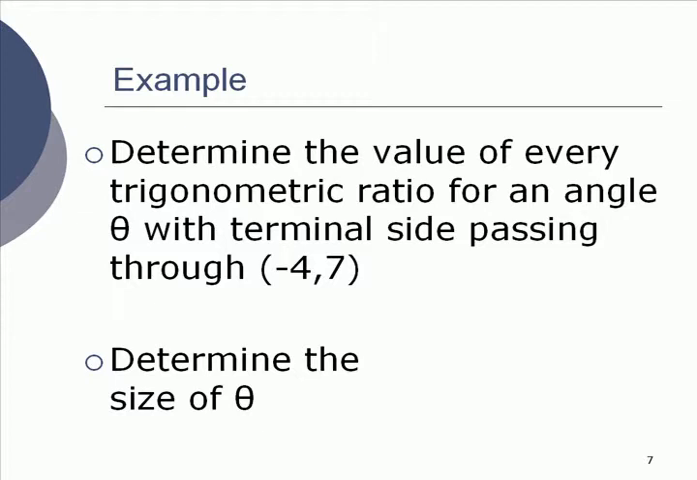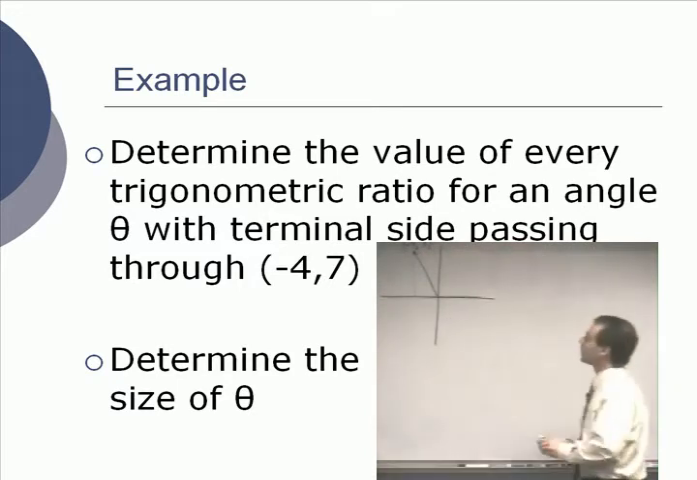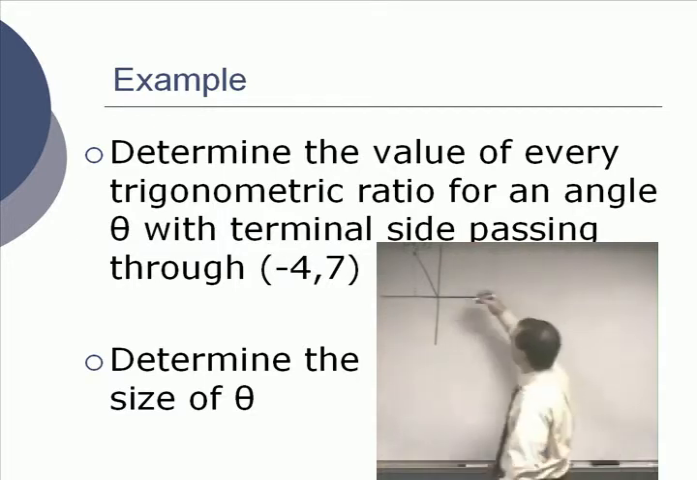Difficult problem to do without a picture. So we're going to make a decent sketch. So that terminal side goes through the point negative 4, 7. That leaves us with an angle theta.